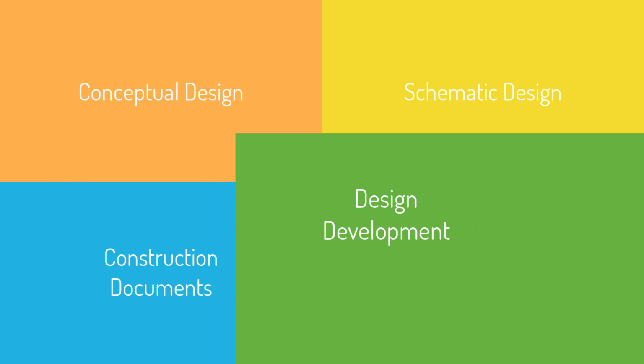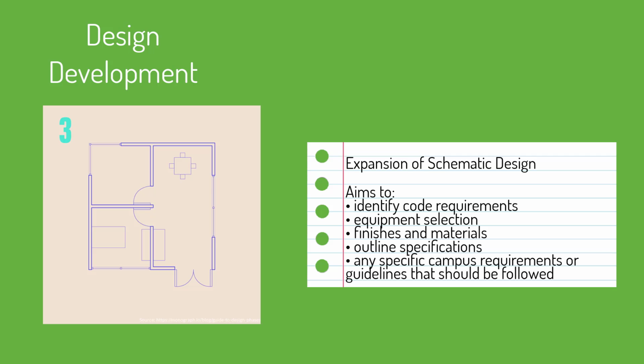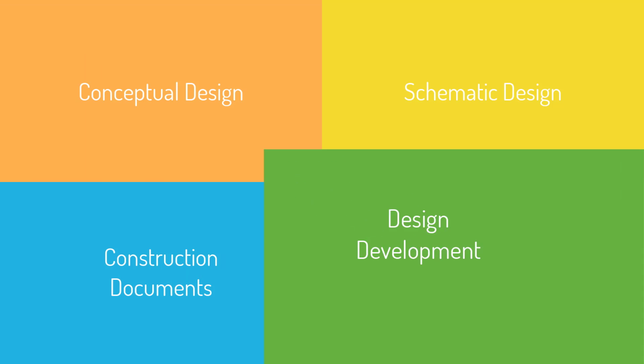Design development. Design development is the expansion of schematic design, which aims to identify code requirements, equipment selection, finishes and materials, along with outline specifications, and any specific campus requirements or guidelines that should be followed.